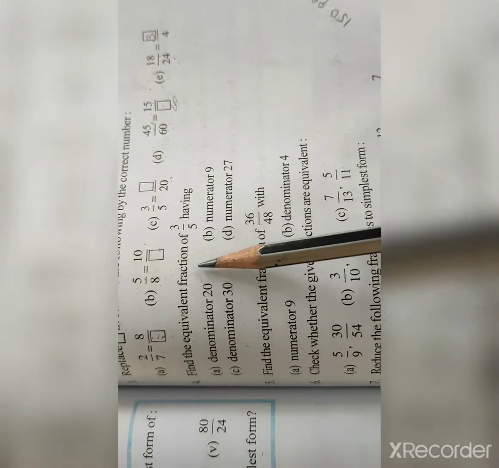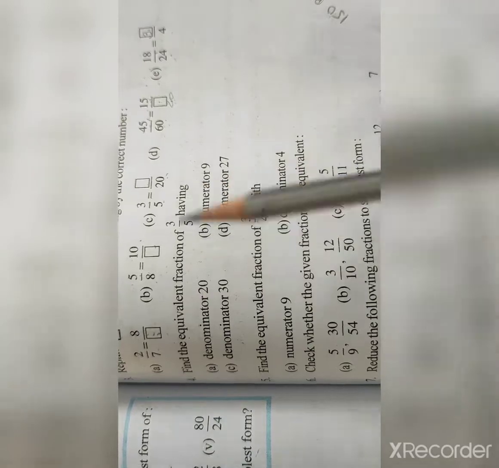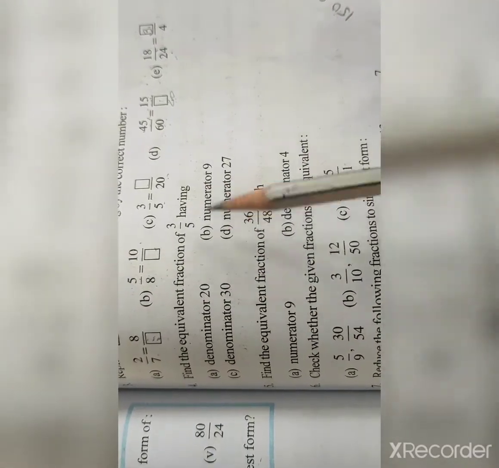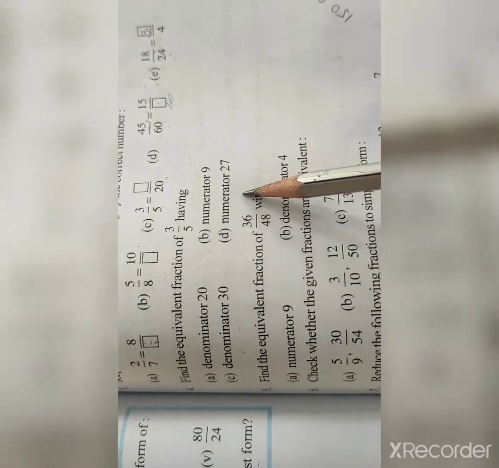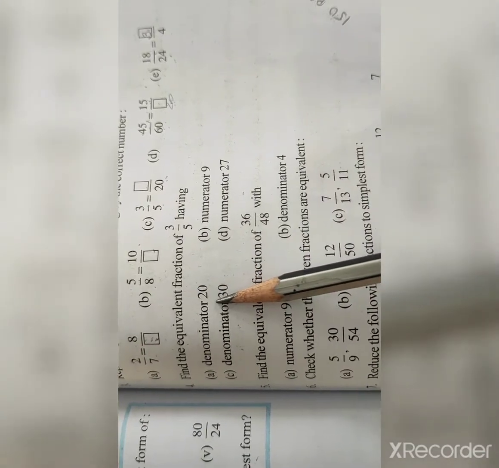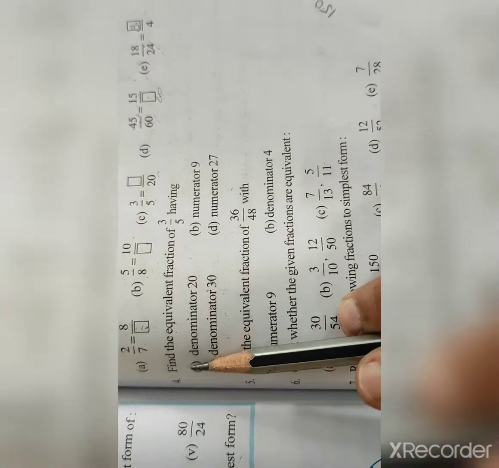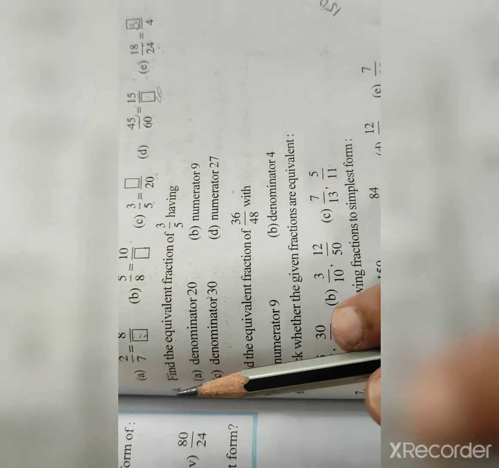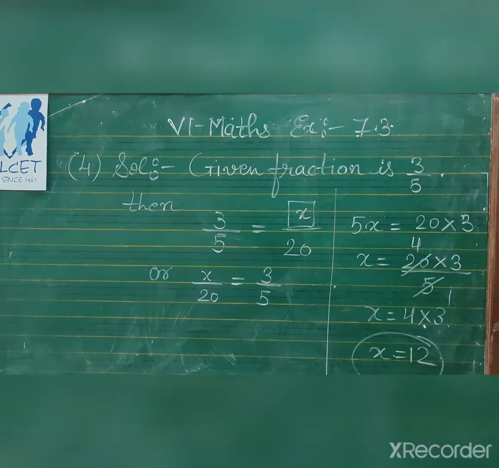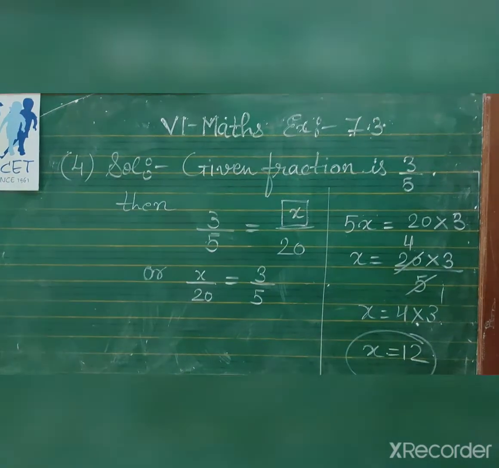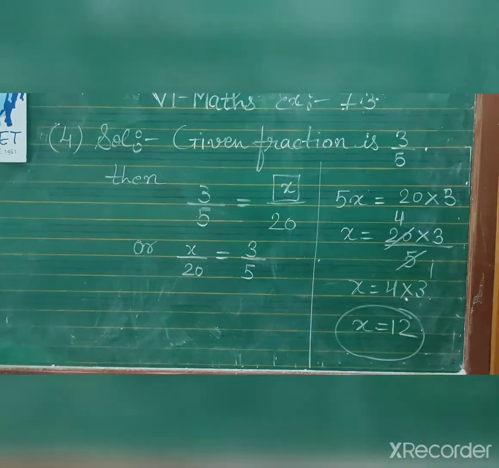Now find the equivalent fraction of 3 upon 5 having denominator 20, numerator 9, denominator 30, numerator 27. From here you will start in your CW your work. In question number 4 you will write question number 1. In place of 4 you will write in your CW notebook 1 question, and this 3 question you will do only in the textbook. Clear? So let us start.